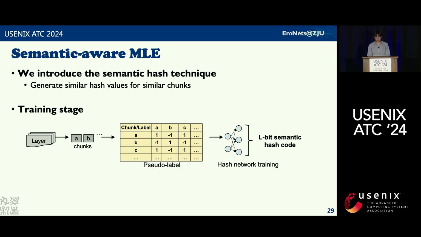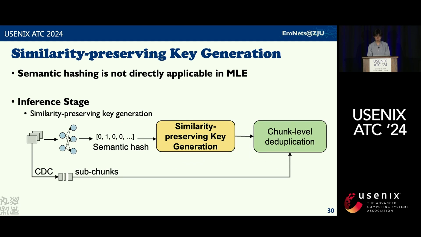At the training stage, we first break layers up into fixed-size chunks, generate the pseudo label by utilizing the X-delta algorithm, and train the hash network to let the output generate similar hash values for similar chunks. We follow the existing works to train the hash network for mapping fixed file blocks into fixed length hash values.